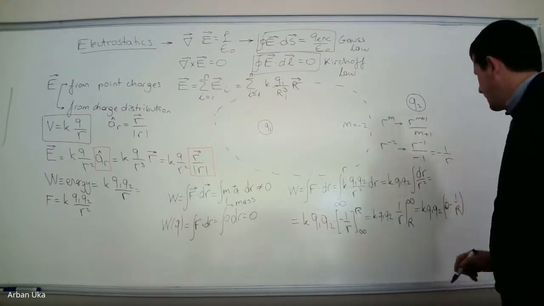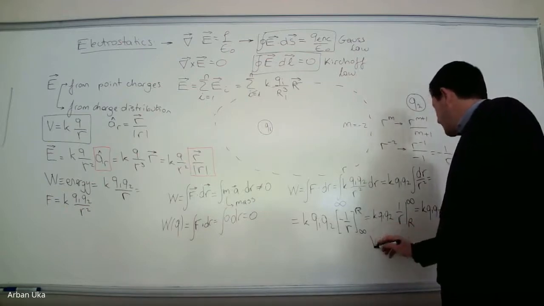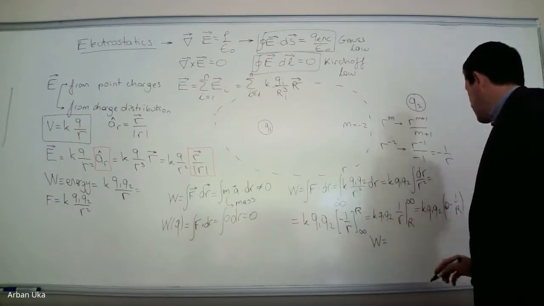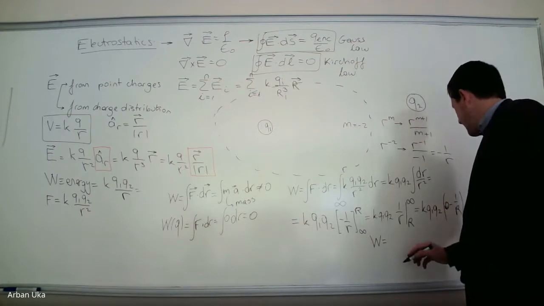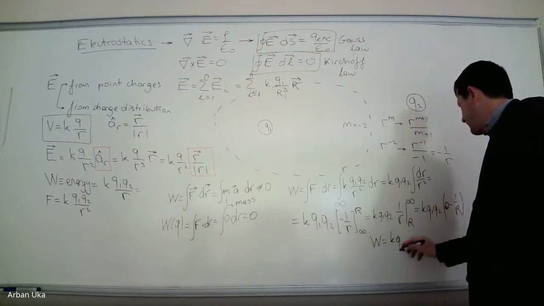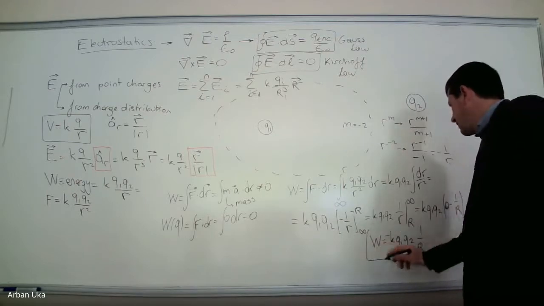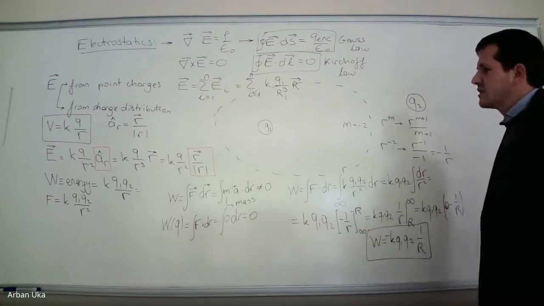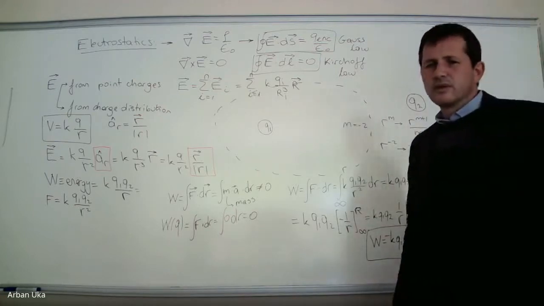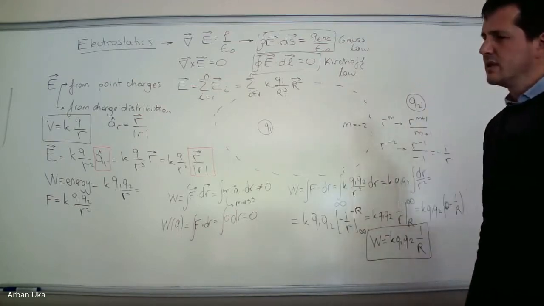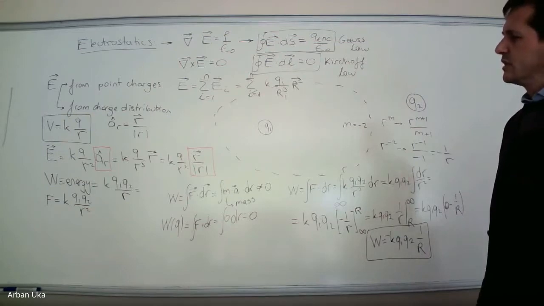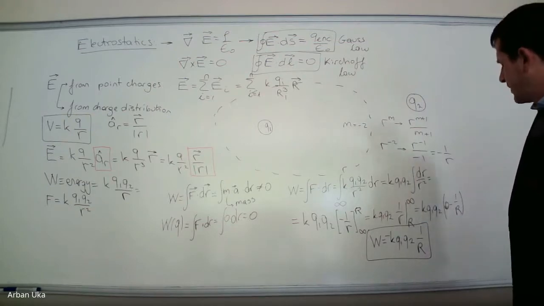In this case, the work done in the system is equal to K Q1 Q2 with a minus sign, 1 over R. So this is the work done in the system, and this is also equal to the energy of the system, because they are equal to each other.